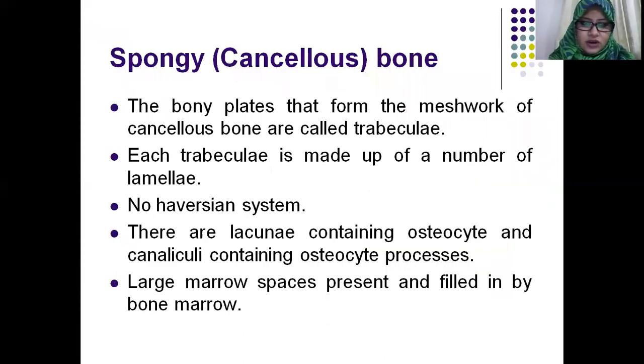Now, spongy or cancellous bone. The bony plates that form the meshwork of cancellous bone are called trabeculae. Each trabecula is made up of a number of lamellae, and spongy bone does not contain Haversian systems. There are lacunae containing osteocytes and canaliculi containing osteocyte processes. Large marrow spaces are present and filled by bone marrow.